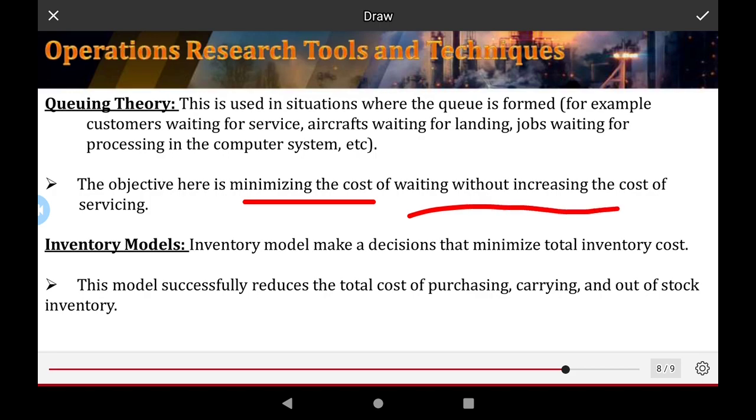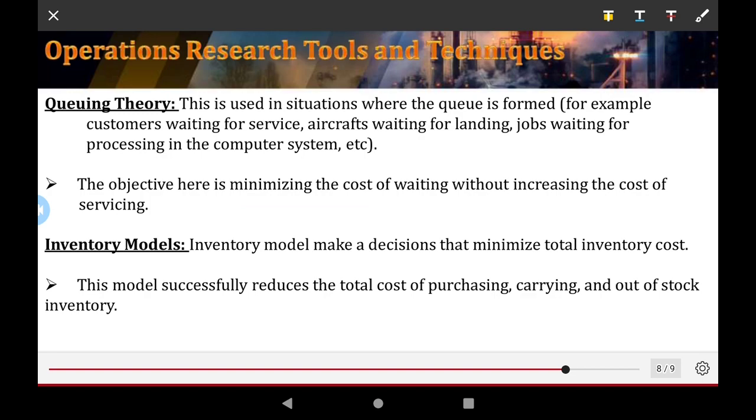हमें बिना किसी अदर कास्ट के मिनिमम इनपुट से मैक्सिमम आउटपुट मिलना चाहिए। ओके, और कास्ट ऑफ द सेविंग, हमें अच्छी सर्विस मिलनी चाहिए। Inventory model, inventory model is one of the more important techniques of operation research.